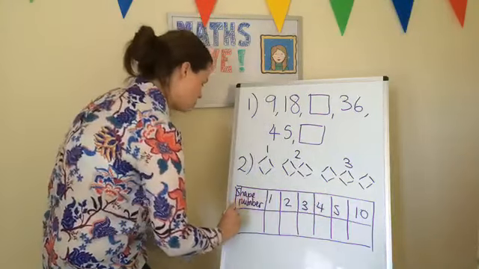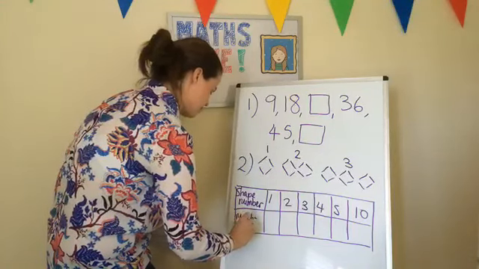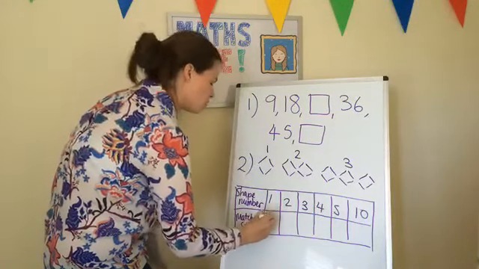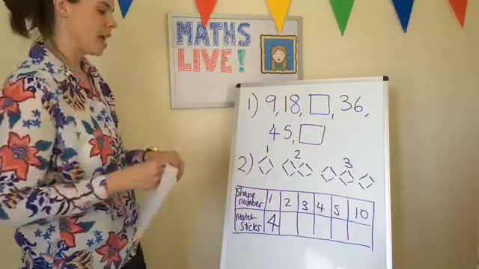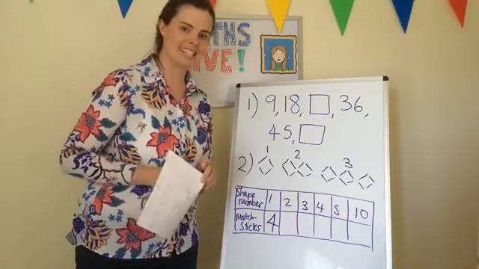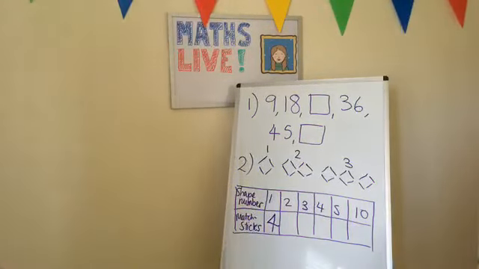And then the bottom one was matchsticks, so again. And it told us that pattern 1 had 4 matchsticks. Can you complete the table? Have a go at those 2 questions.